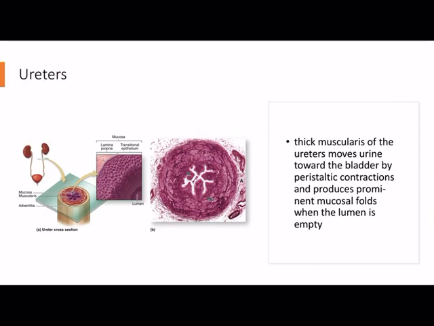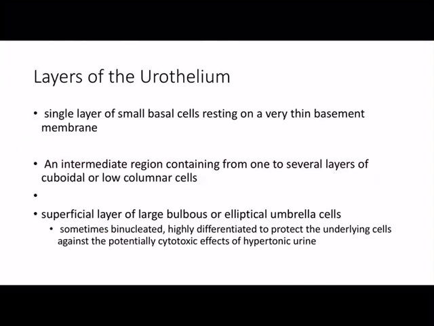It has prominent mucosal folds. So the muscular layer is the one, due to the peristaltic contractions, that produces these mucosal folds when the lumen is empty.